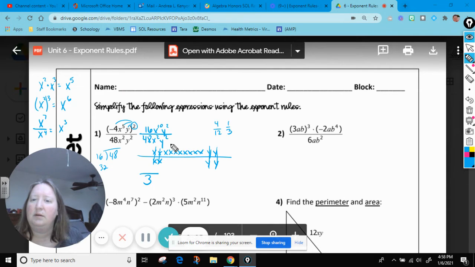And then you're going to have how many x's on top? 1, 2, 3, 4, 5, 6, 7, 8. Okay, that's going to be your final answer for this problem. Now come over here. You've got to do things in order.